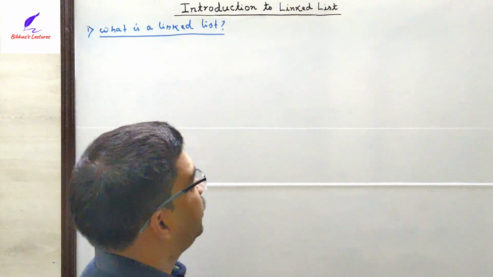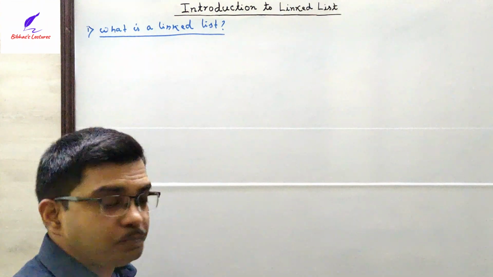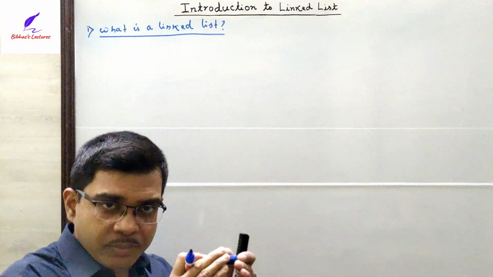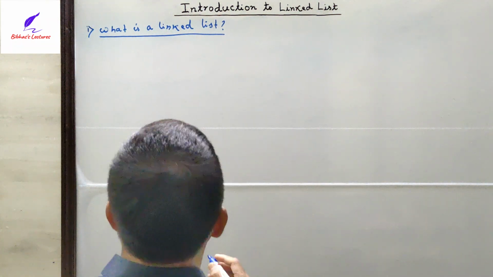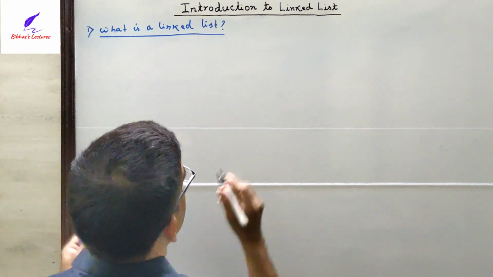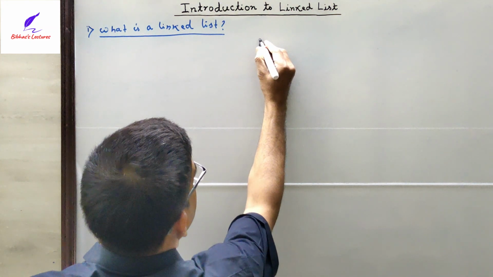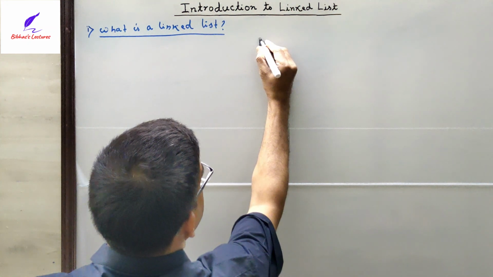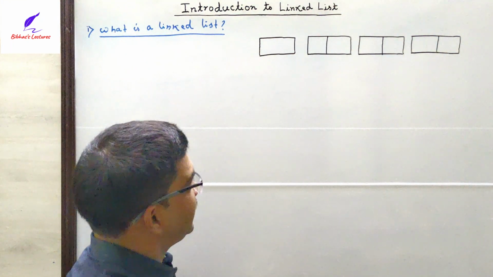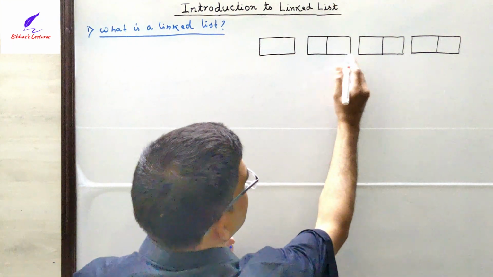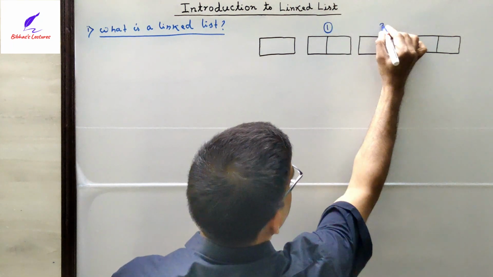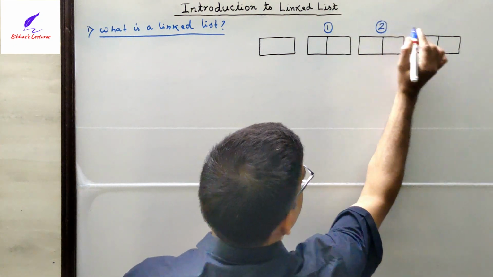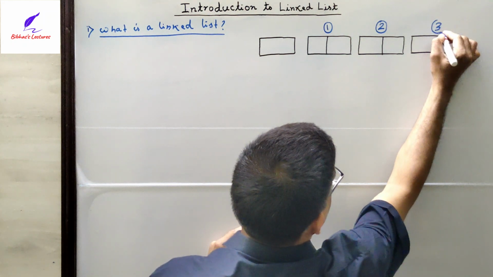Now we are going to draw a simple figure of a linked list. So let's have a look at the board. So you can check, these are the nodes of the linked list. This is the first node, this is the second node, and this is the third node of the linked list.